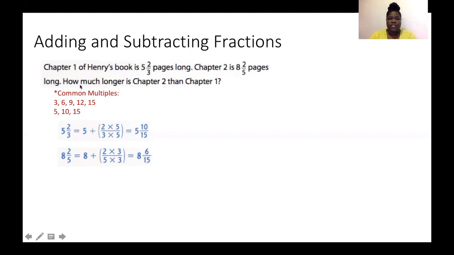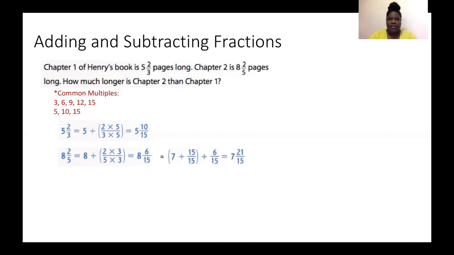Now up here it says, how much longer is chapter 2 than chapter 1? Well, chapter 2, I have 8 6/15. But I know I can subtract my whole numbers, 8 minus 5, that would be 3, but I can't say 6 minus 12. So I'm going to have to regroup here with my mixed number.